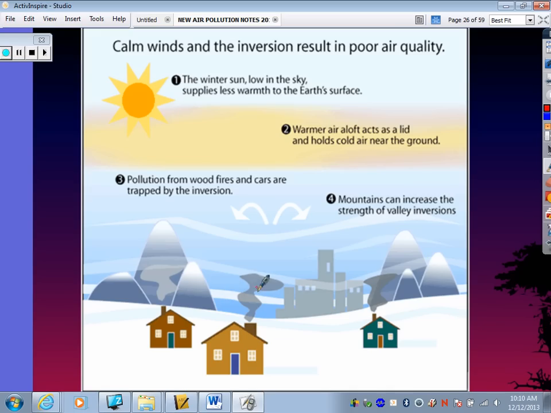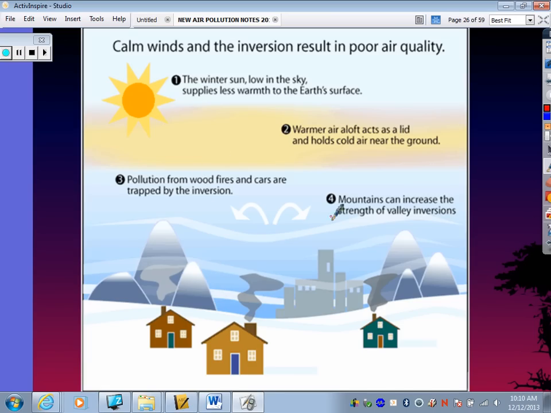Normally we know as air warms, it's going to rise. But since we've got this kind of lid, this little top of warm air and cool air down there, that's why it's called an inversion, because you've got a warm lid, cool down here. Normally it's warm and the warm air rises, but we're not seeing that here. Okay, so the warm air lid is going to trap any sort of pollution from fires and cars down in the city.